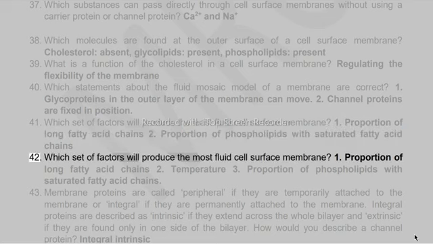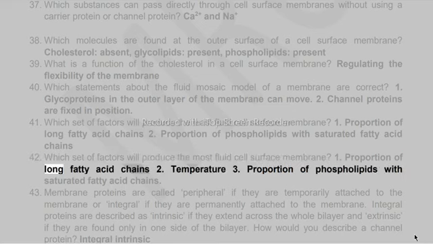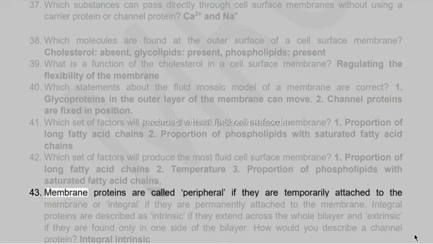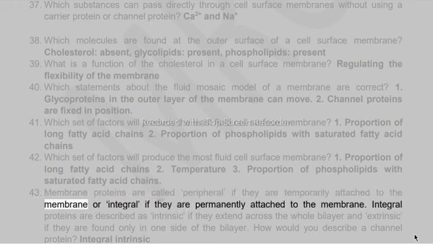42. Which set of factors will produce the most fluid cell surface membrane? 1. Proportion of long fatty acid chains. 2. Temperature. 3. Proportion of phospholipids with saturated fatty acid chains. 43. Membrane proteins are called peripheral if they are temporarily attached to the membrane, or integral if they are permanently attached to the membrane.